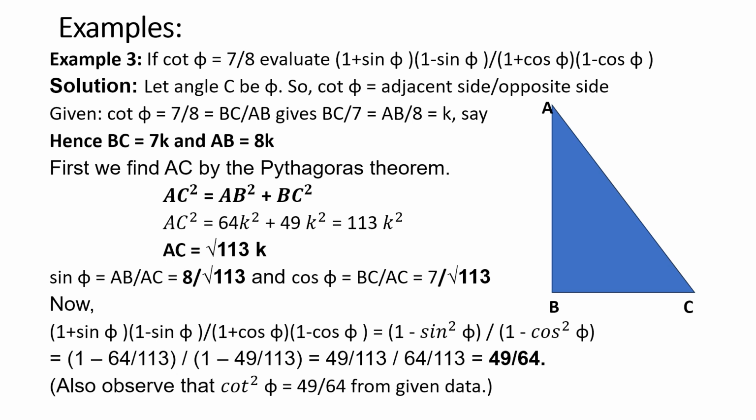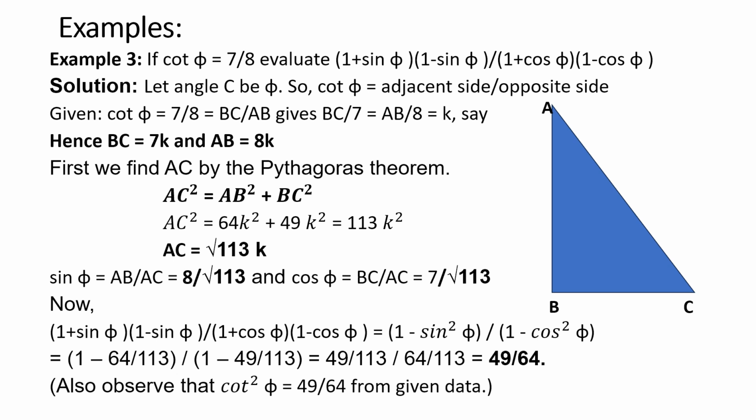Now we will use the Pythagoras theorem. This is the reason why we imagined a right angle triangle. So by Pythagoras theorem, AC square is equal to AB square plus BC square. Just put the values, so you get AC square as 113K square, or AC is equal to root of 113 into K. Now what we have to find is sine and cos. So first is sine phi. Again, angle C is phi.